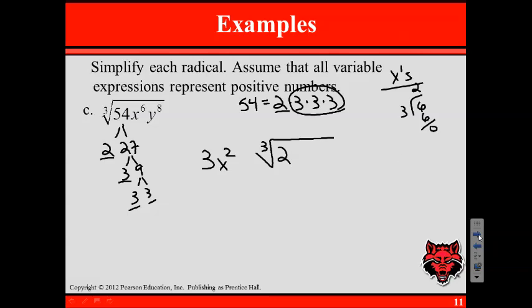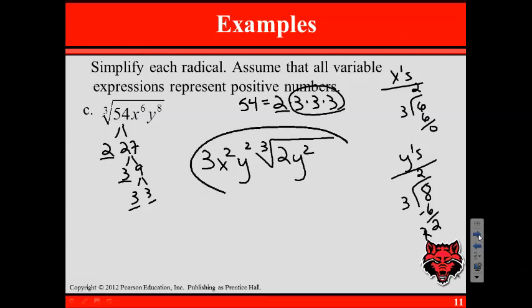Let's do the same thing with our y's. We take the exponent 8 and divide it by 3. 3 goes into 8 2 times evenly with 2 left over. This means we bring 2 factors of y to the outside, and 2 factors of y stay underneath the radical symbol.